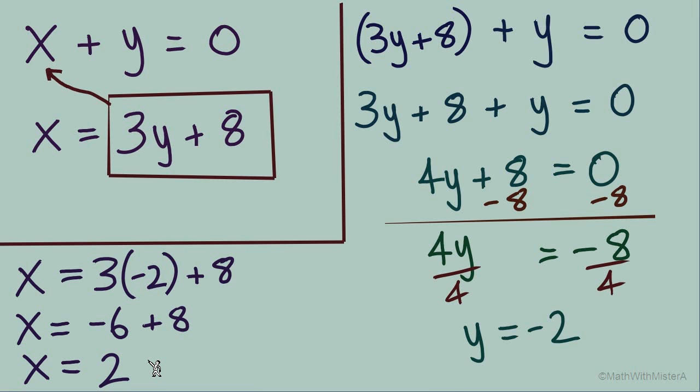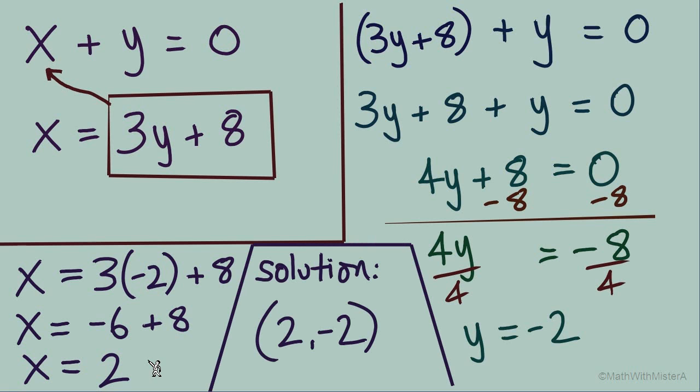So we've got the x, we've got the y. Let's write the ordered pair. Just always cautious that we're putting the x value first and the y value second. And there's our ordered pair solution.